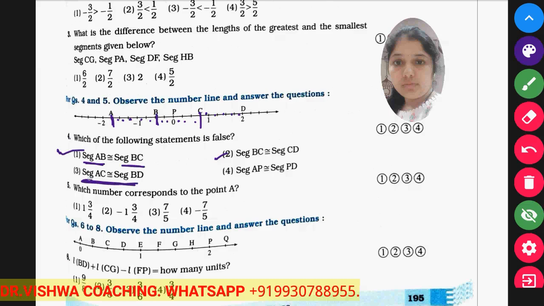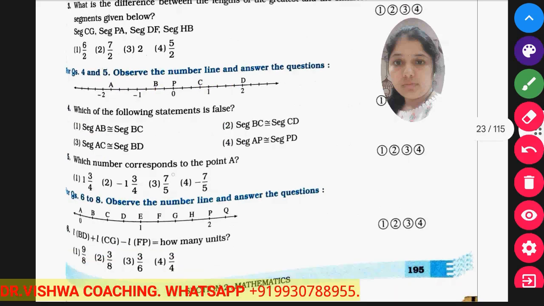Like this, you can find out the wrong statement. AC, the distance is 10, and BD again is 10. So this is also correct. So AP and PD may be the wrong one. Okay. So this is your answer. The false one is AP and PD. You just check. AP is distance 7 and PD is distance 8. So this is the wrong statement.